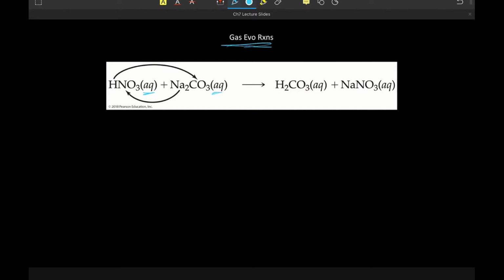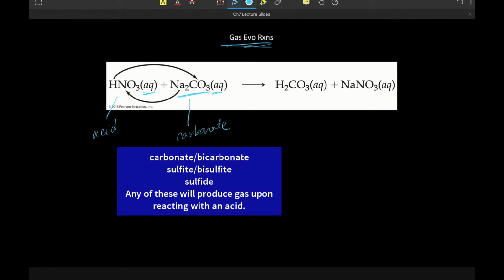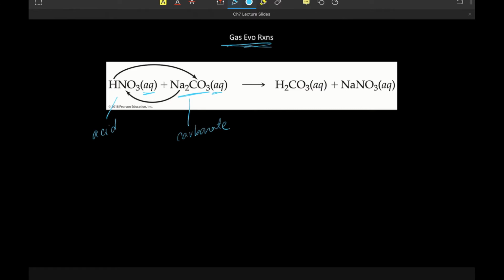And often what we're looking for is here we have an acid, and here we have a carbonate. In this case it's sodium carbonate, but it's a carbonate compound. We're going to expand our list of what type that other reactant needs to be in order to qualify as a gas evolution reaction, but we have an acid and a carbonate. But if we look at it again, it's still just a double displacement.